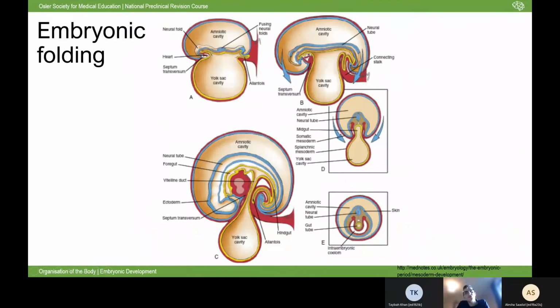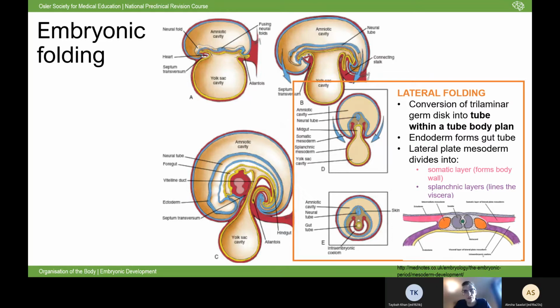So we have gastrulated, we have neurulated, but we are still fundamentally a flat disc, and that's a bit of a problem in terms of creating a fully formed human. So the next stage that happens during development, and I describe these all as stages, but I do need you to think of them as a continual process, each process overlapping the other. But next up we have embryonic folding, and we get folding in two planes, if you like. We get lateral folding, which is where the lateral flank aspects of the trilaminar disc fold forwards, and that creates our tube within a tube body plan.